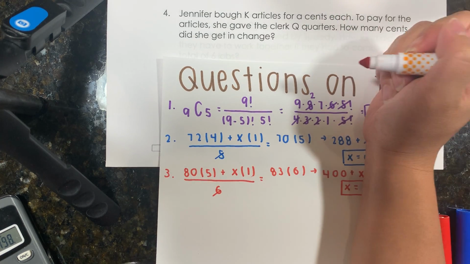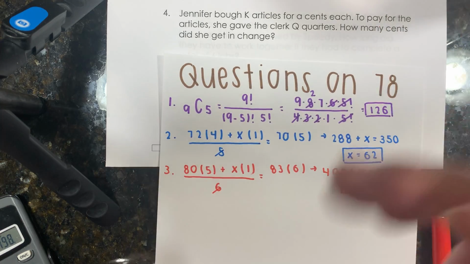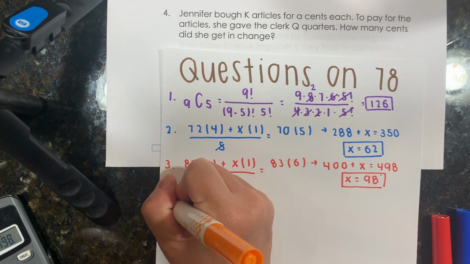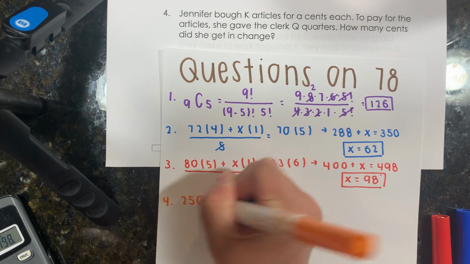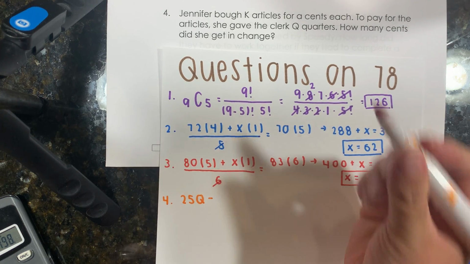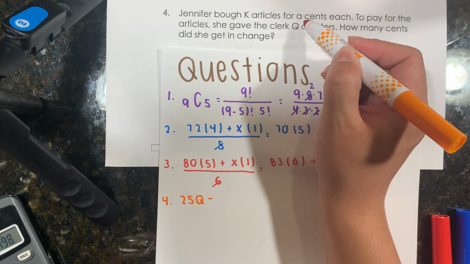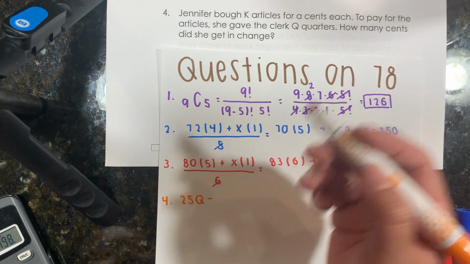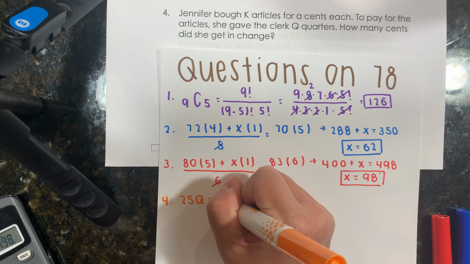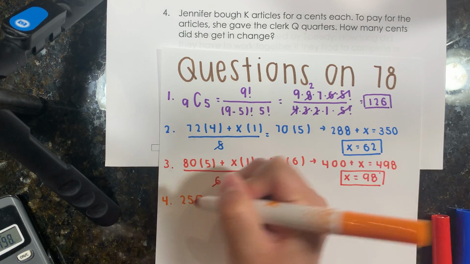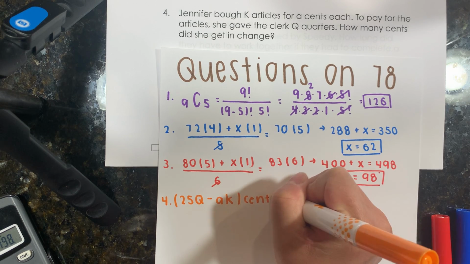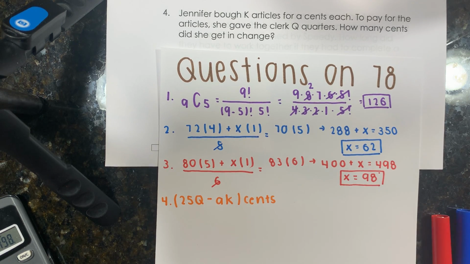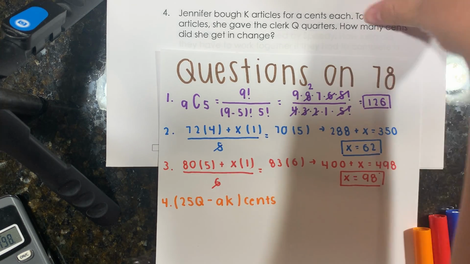So Q quarters are worth how many cents? They're worth 25 cents. So that means that for number 4, we have 25Q cents minus the amount that they spent. So if each article was 8 cents, you would multiply that together. So it would be 25Q minus 8K, and this would be cents left over. So that's a concept review problem that you wouldn't be expected to know for a test.